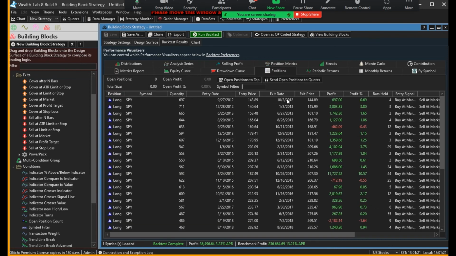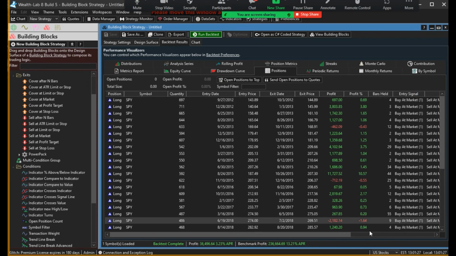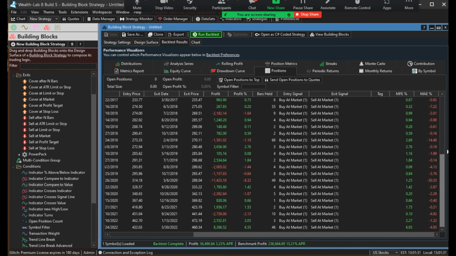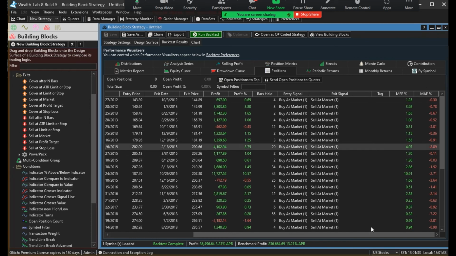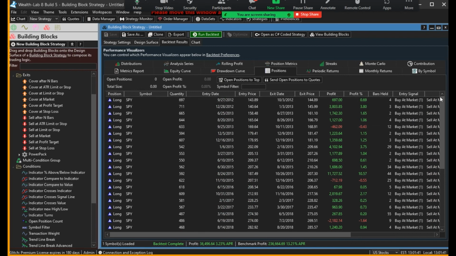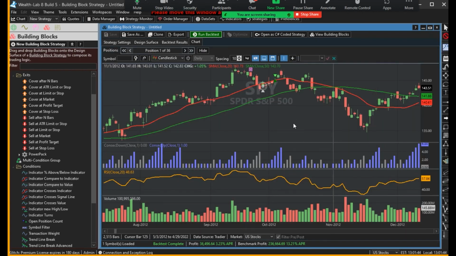So if we look at our positions, let's see, do we get any information about the exit signal? No, it doesn't tell us which of the three conditions. That could be something we might want to add here. Maybe we can add to the signal name which of the three caused it to exit.